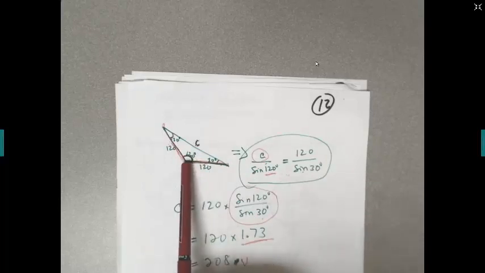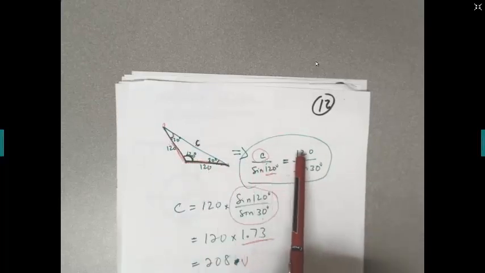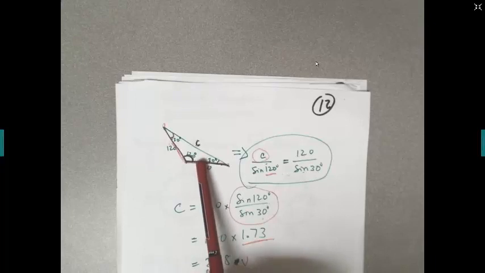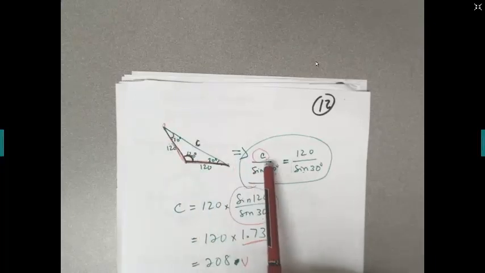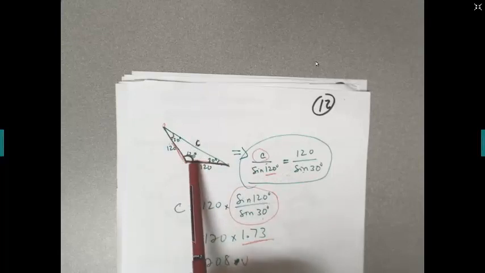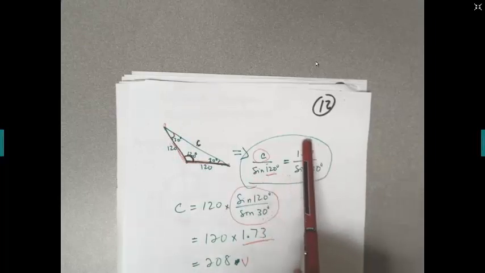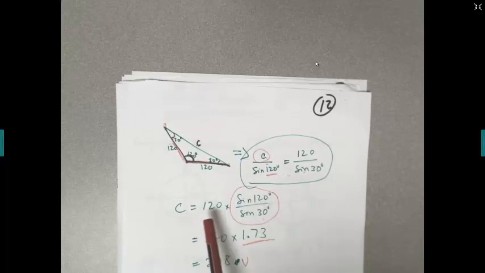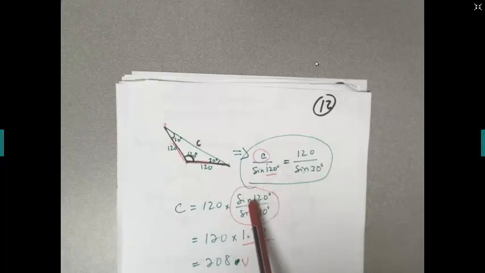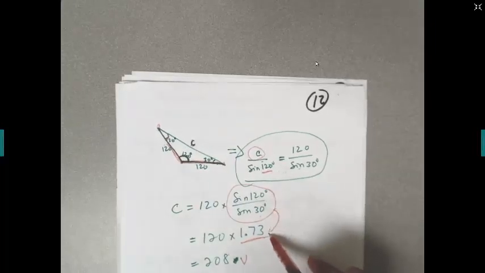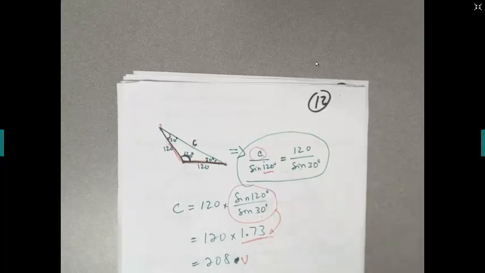So let's take this one right here. This should be equal to 120, which is this magnitude right here, divided by the sine of the angle opposite to this side, which is this one right here, 30 degrees. So this one divided by the sine of this angle has to be equal to this one divided by the sine of this angle. If I solve this equation for C, I end up with C equals 120 times the sine of 120 degrees divided by the sine of 30 degrees. This expression is equal to 1.73, and that's where the 1.73 came from.